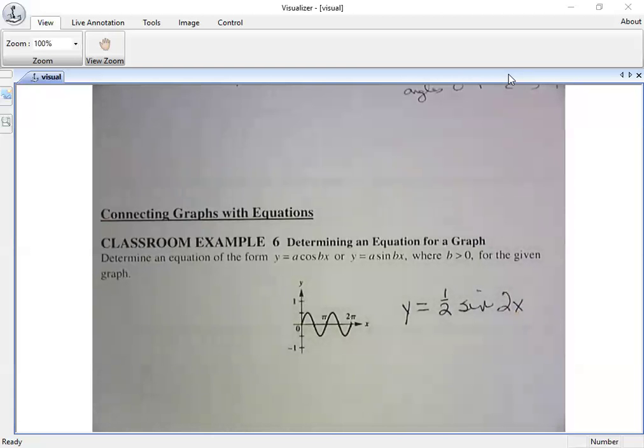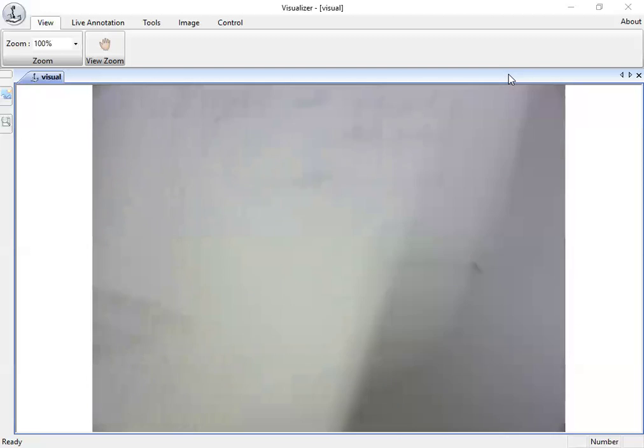Does that make sense? Okay. You guys got it. And then you can double check yourself if you wanted to by going back and doing 2 pi divided by 2 gives me pi for 1 period. Okay, but that's it. That's how you're going to get the equation.